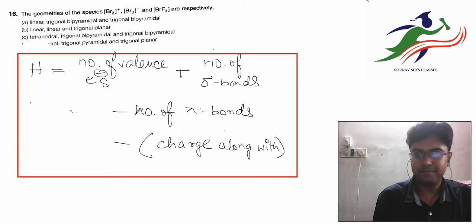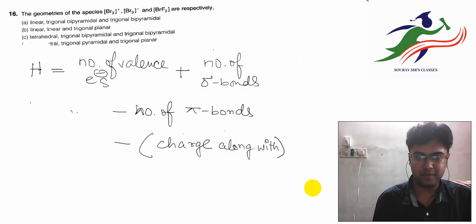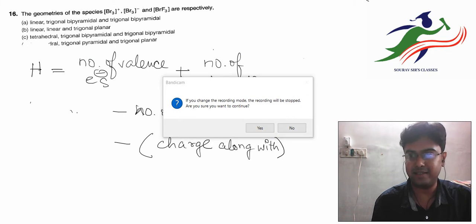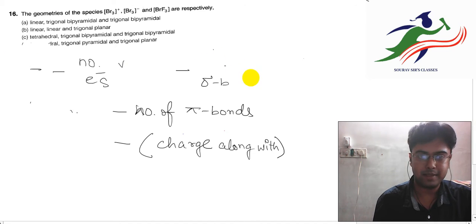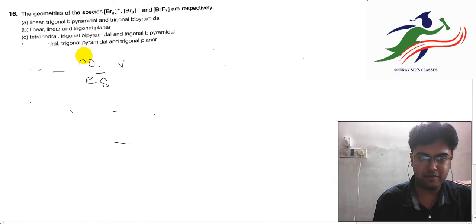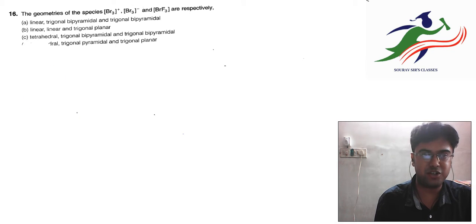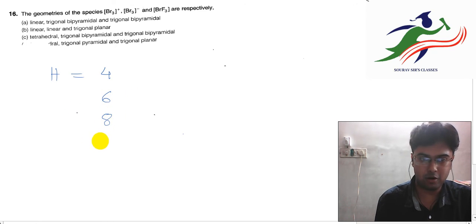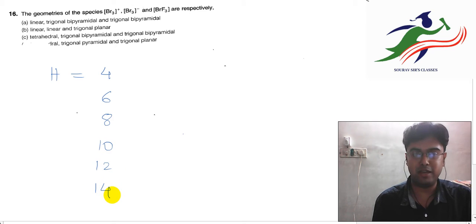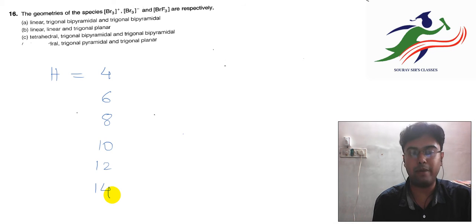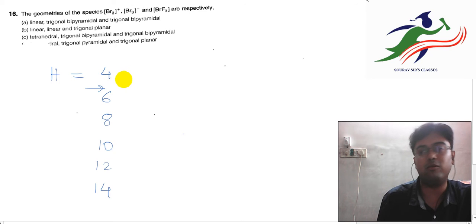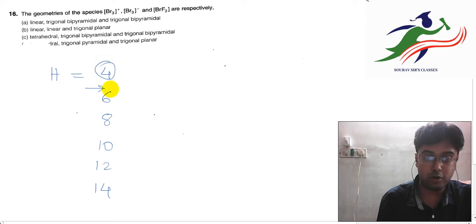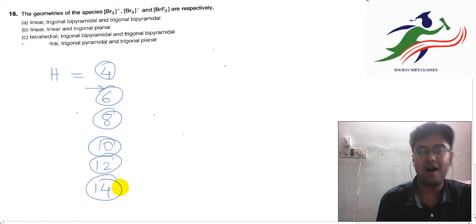Now, after you have found out the value of H, what is the next thing that you need to do? Once again, you have to remember a few data. The value of H comes as 4 or 6 or 8 or 10 or 12 or 14. Now you would ask me, why not any value in between, or less than 4, or greater than 14? If you get any value in between 4 and 6, like 5, then that molecule would not undergo any hybridization. So these are the possible values that you would obtain after you apply this formula.